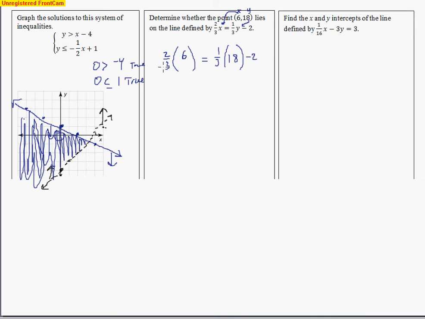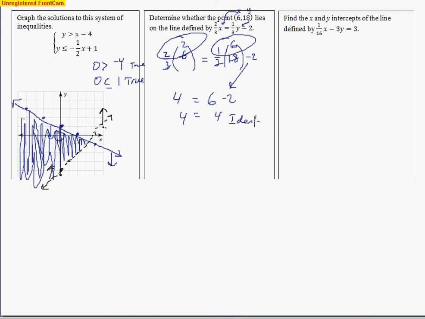I'm going to look for some cross canceling. 3 goes into 6 2 times. Multiplying across gives me 4. On this other side, 3 goes into 18 6 times. Multiplying across gives me 6. But then bring down that minus 2 and then do the subtraction. So we end up with 4 equals 4, which is an identity.